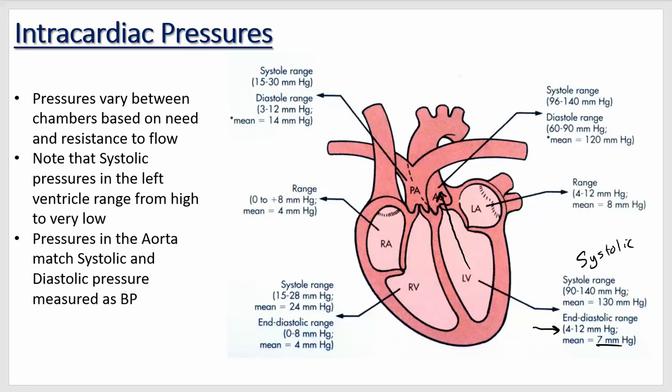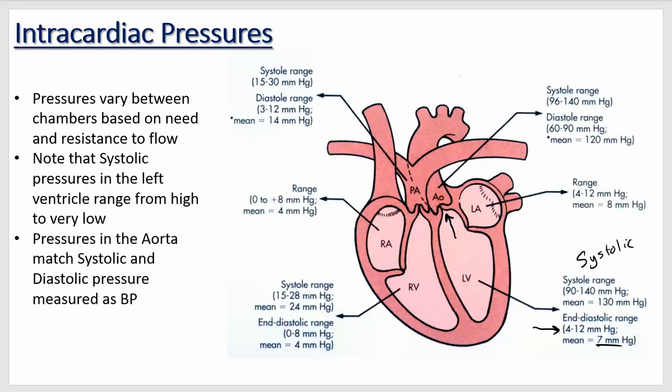However, when you get up into the aorta, which is here with the AO, the aorta gets that blood, that 90 to 140 pressure, and then it has to kind of deal with it. It has to kind of push it into the arteries. And so when it pushes it into the arteries, it's just recoil of that elastic vessel.